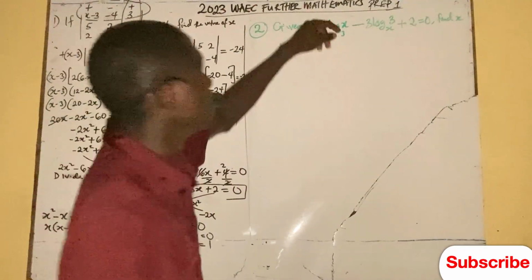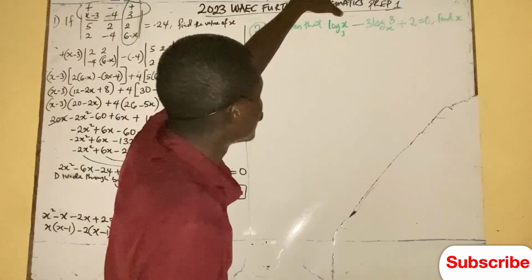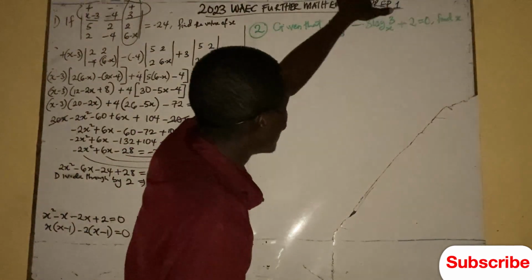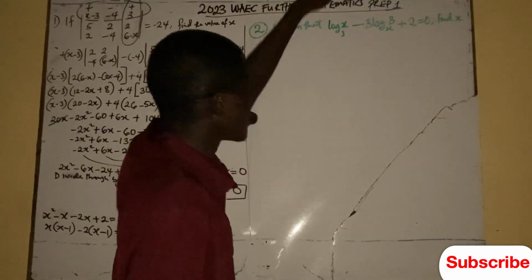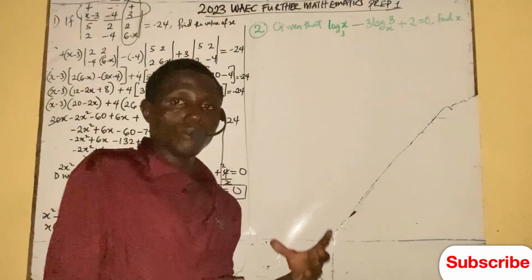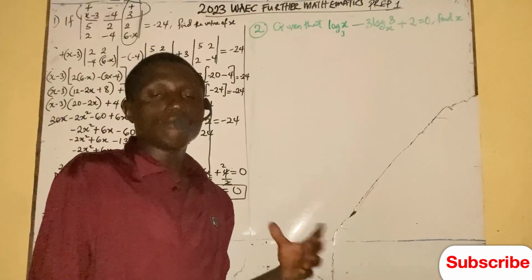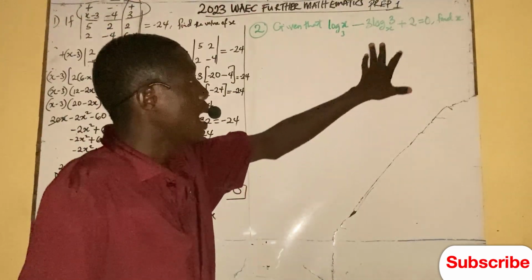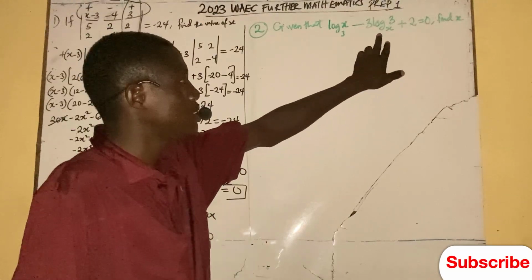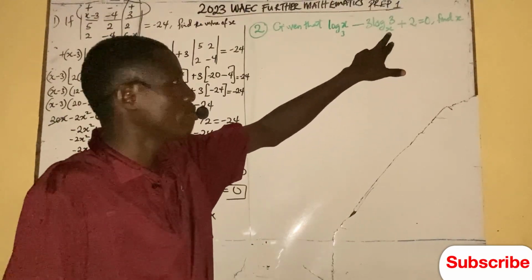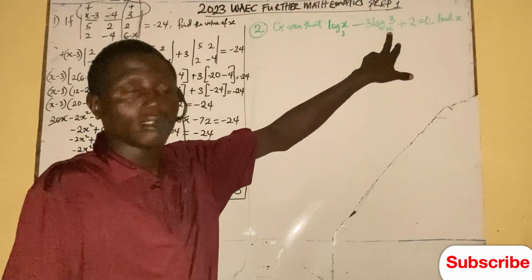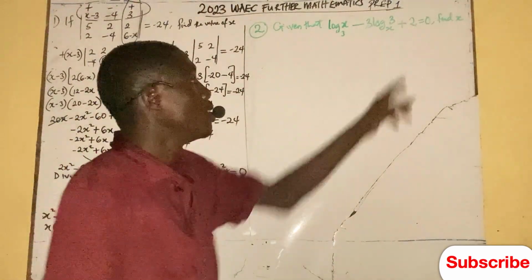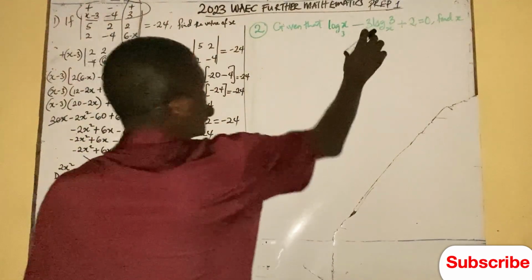And then we have different bases here. Look at this, we have log x base 3, and 3 log 3 base x. So we have different bases. The first thing is to find a way of having the same base, not different bases. And to be able to have the same base, you have to change the base of this unknown here. This one is having a number, but this one is having a base of unknown. So the first thing is for us to deal with this.